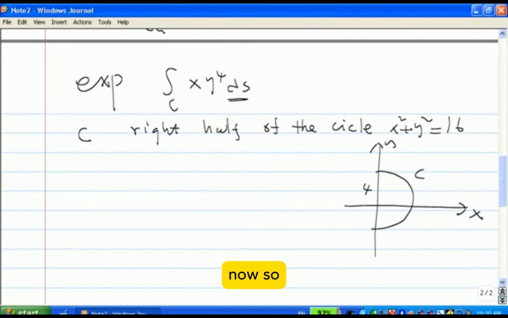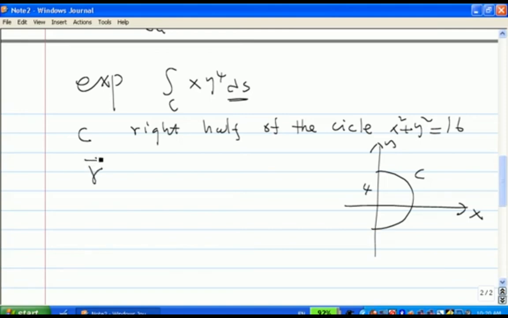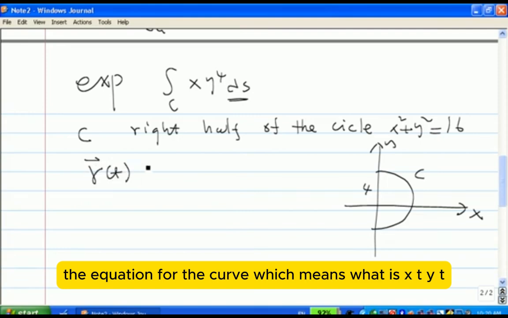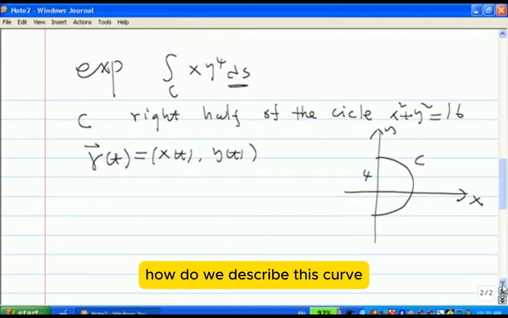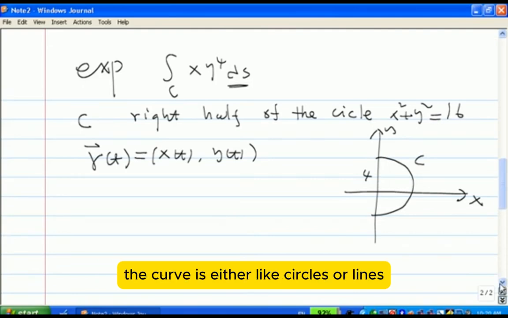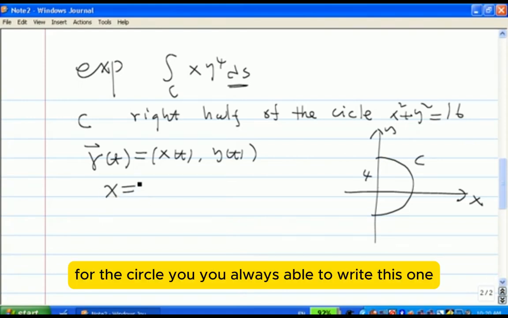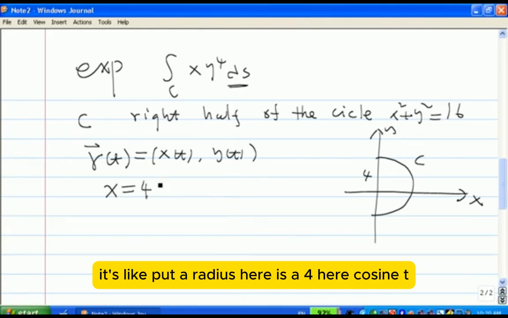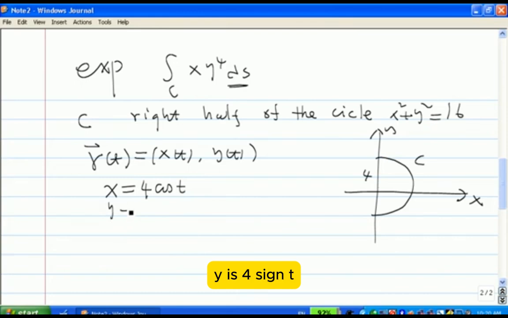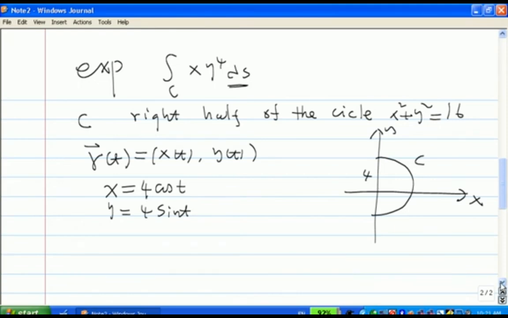Now, to integrate this one, as we said, we need to find the equation for the curve, which means what is x(t), y(t). How do we describe this curve? Basically, for your homework problems, the curves are either circles or lines. Now this is a circle. For a circle, you're always able to write it like this: put the radius here, x is 4 cosine t, y is 4 sine t. As long as your curve C is a part of a circle, this always works.